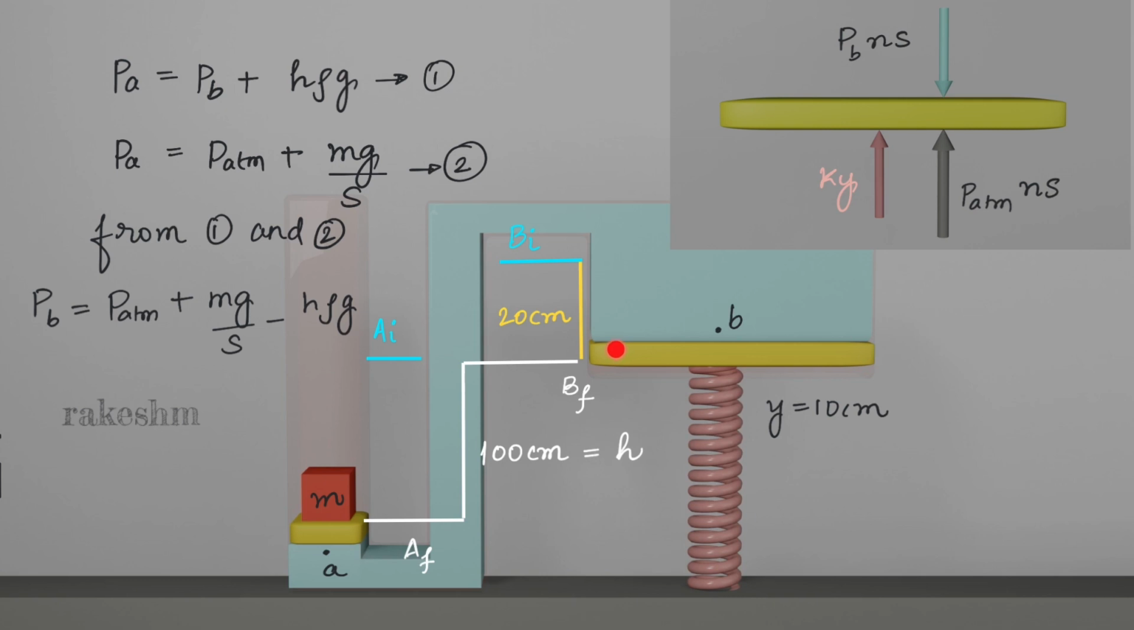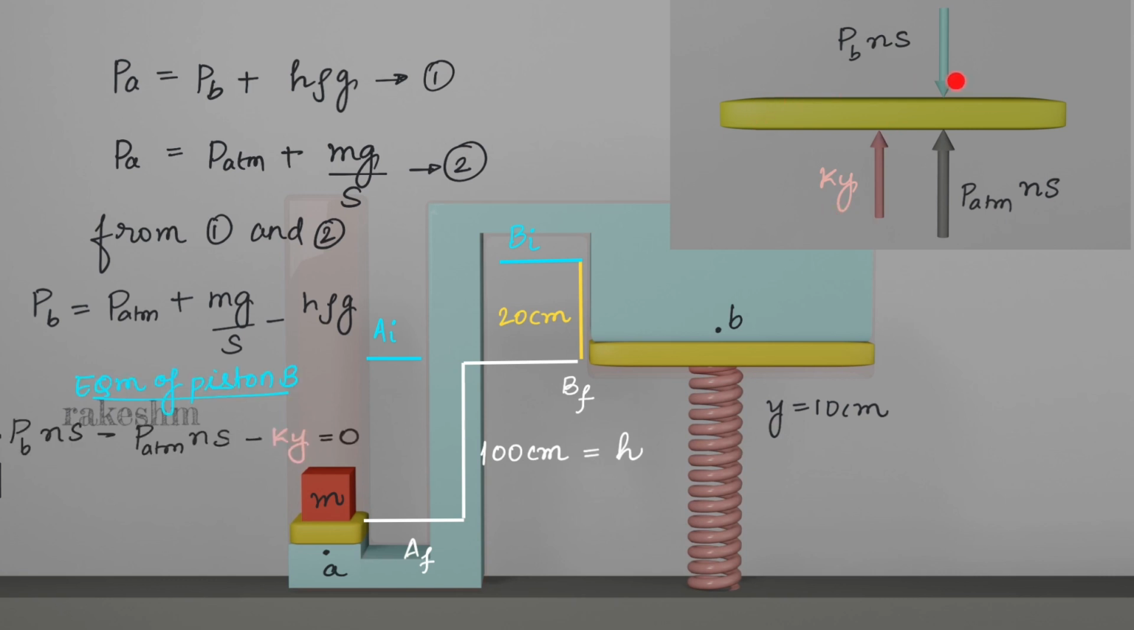Now let us draw the free body diagram of piston B. The force due to the liquid on top of this is P_B into N into S, and it's in the downward direction. The force due to the atmospheric pressure is upwards and it is equal to P_atm into N into S. See, this N into S is the area of this piston. Okay, and as the spring is compressed by y, the spring pushes this piston with a force K into y.